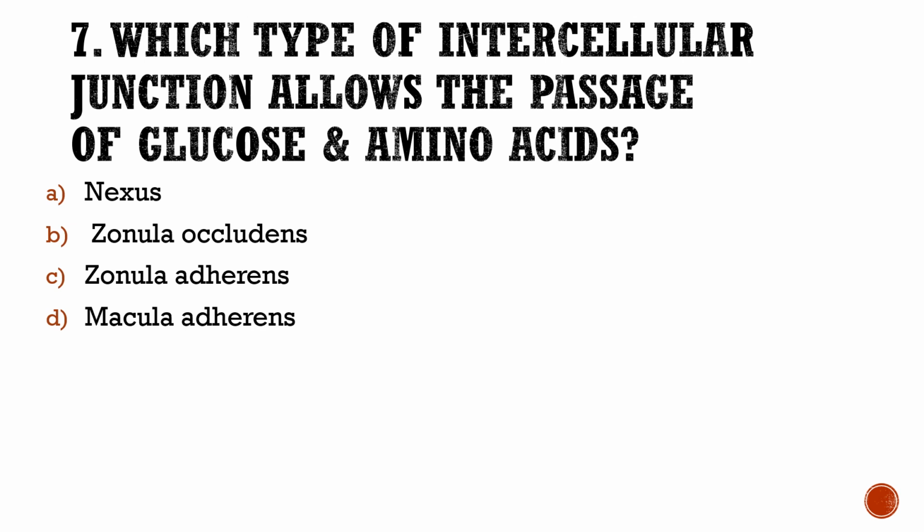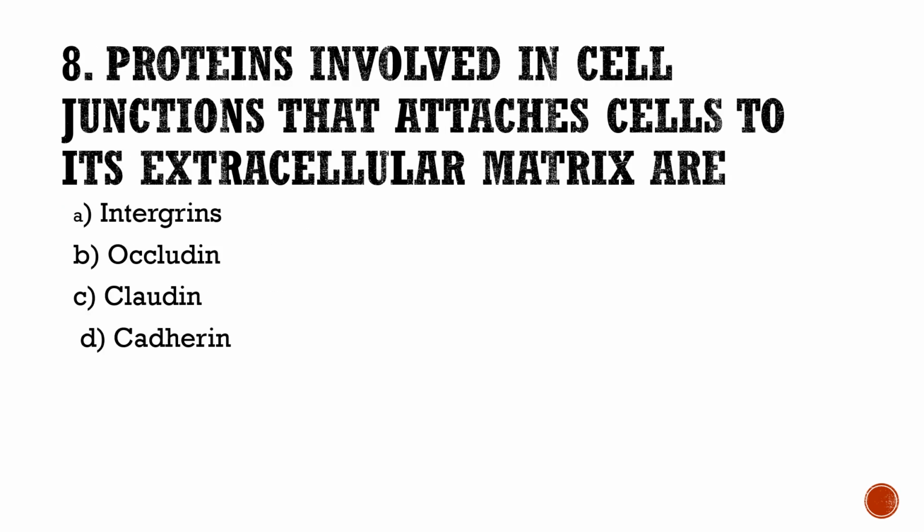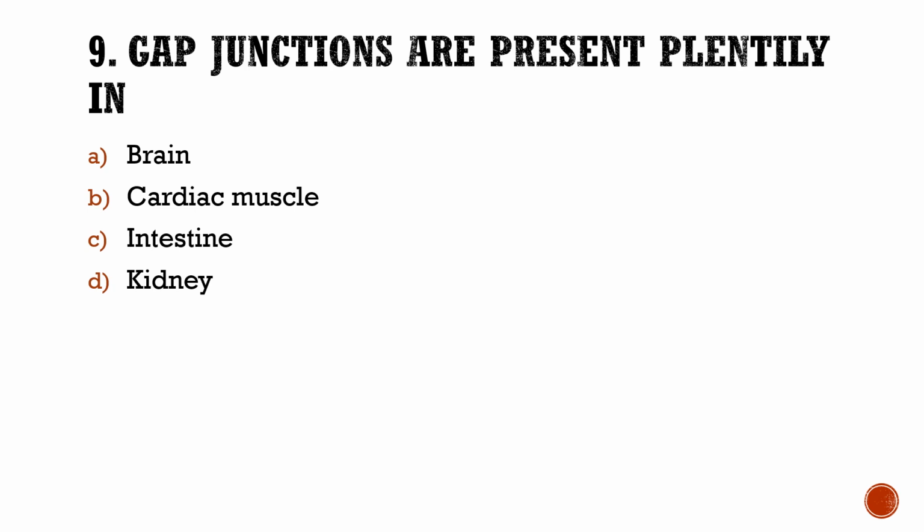Macula adherens is the other name for which type of junction? Please find out. Proteins involved in cell junctions that attach cell to its extracellular matrix are integrins, occludin, claudin, and cadherins. They are integrins. So integrins are the proteins which are mainly involved in the formation of focal adhesion as well as hemidesmosomes. Gap junctions are present plentifully in, yes, it is obvious, it is in the cardiac muscle.